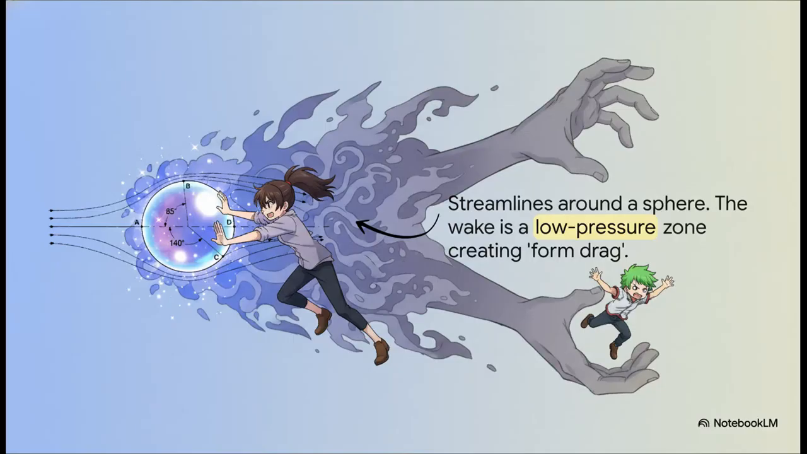So why does this drag thing even happen? Well, this picture shows it perfectly. As the particle shoves its way through the fluid, it creates a high-pressure traffic jam at the front. And behind it, it leaves this messy, chaotic, low-pressure area called a wake. And that pressure difference literally sucks the particle backward. It's the exact same reason cyclists and race car drivers ride so close to each other. They're hiding in that low-pressure pocket, letting the person in front take the hit.